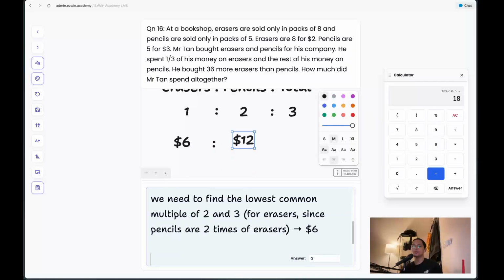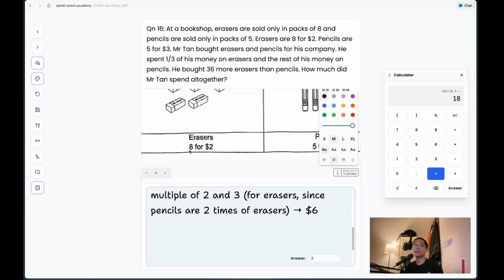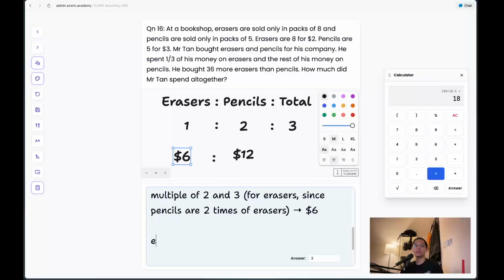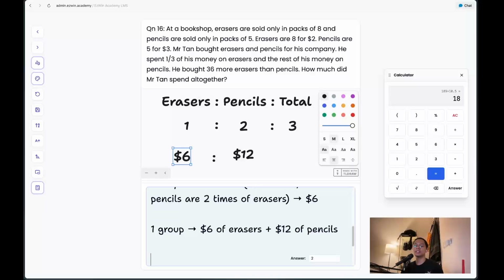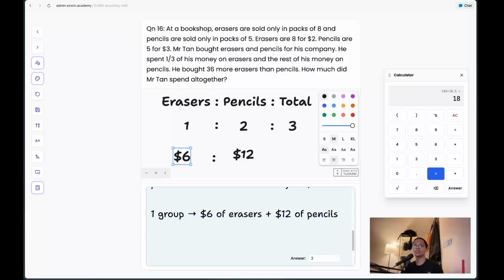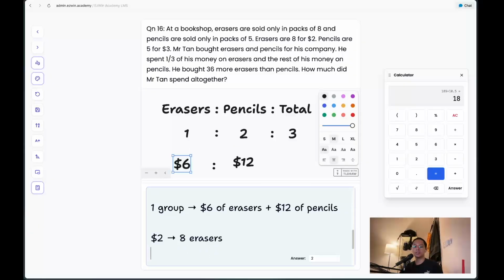Right, so from here, we can calculate the number of erasers for $6. We are creating one group which has $6 of erasers plus $12 of pencils. Now we need to know the number of erasers. The erasers are $2 for 8 erasers, from the picture and from the question. That means $6 is equal to 6 divided by 2 times 8, which is 24 erasers.